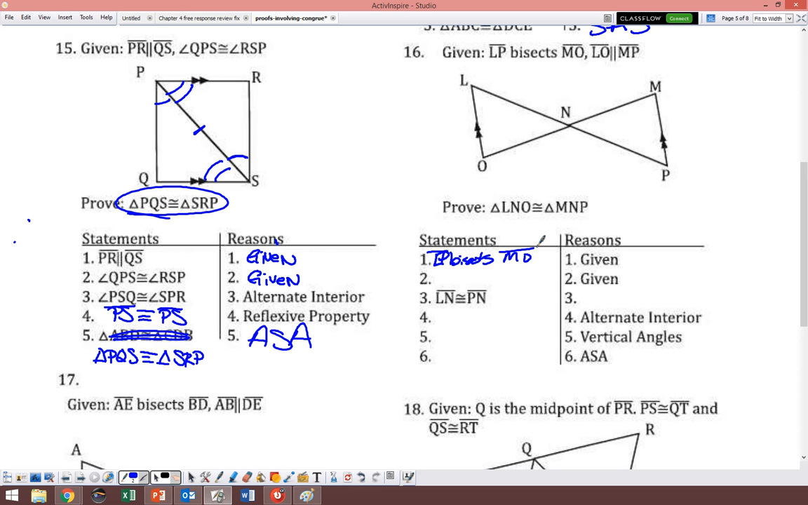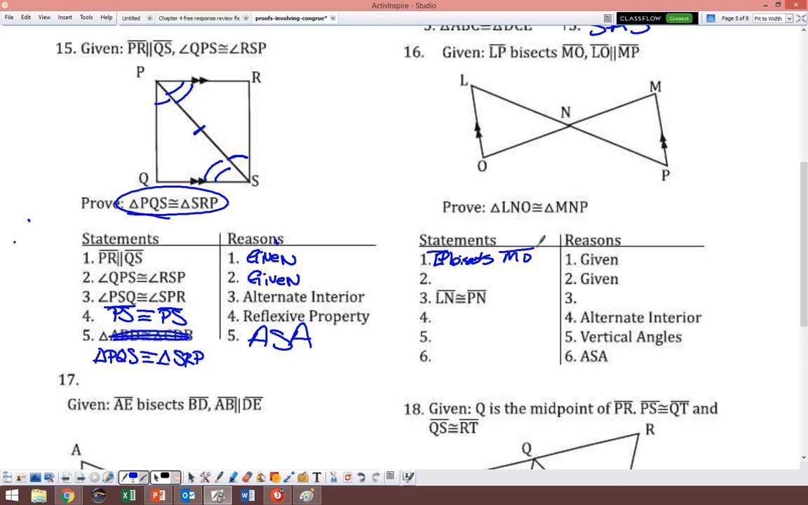So if LP bisects MO, which one's being cut in half? MO, right? MO is being cut in half, right? That's what we're looking for. So if I stab Josue, who's being stabbed? Josue. Same thing. LP, so if Pacho bisects Josue, that's basically what it's saying. So by saying it like that, does that make sense now? Yes. So this bisects this one. So that means Josue is being cut into 2 equal parts. Okay.